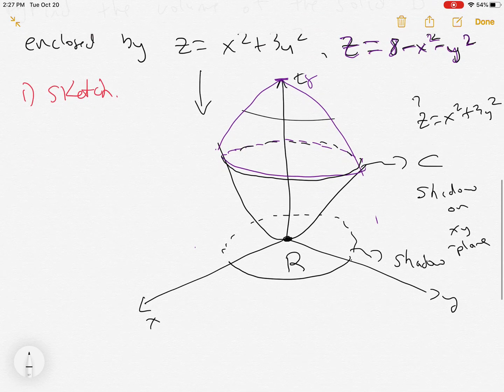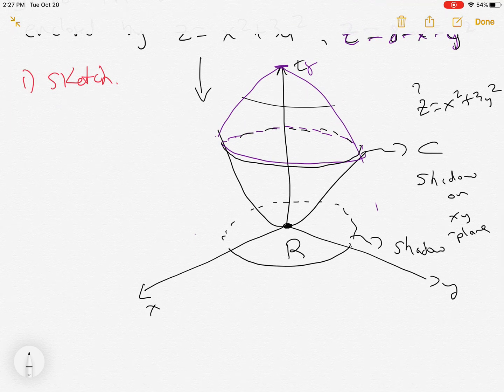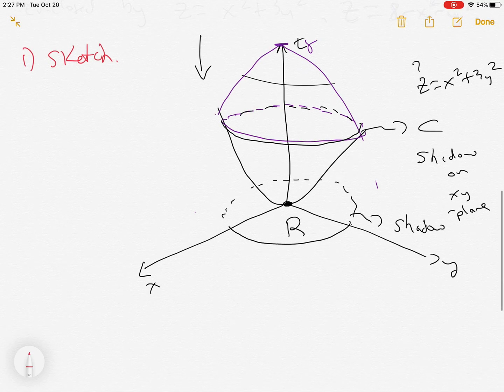Okay, so we've drawn our sketch and we've drawn our shadow, right? Okay. And right now, again, we're just sketching. This is a little messy. It's actually better than I thought it was going to be, but okay. All right, so now we're going to find z limits because we're doing triple integrals. We know how to find x and y limits. We did that to find the area. Now we're going to find z limits.